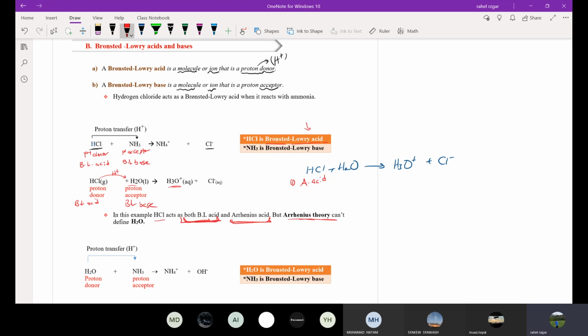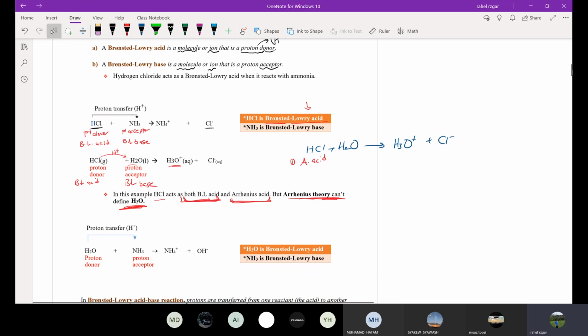Arrhenius theory cannot define H2O. So H2O is never Arrhenius. But Bronsted Lowry can define H2O, because Bronsted Lowry is a little bit more broad. It's wider than Arrhenius.